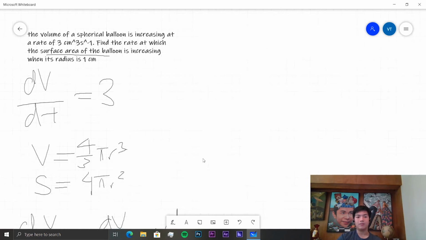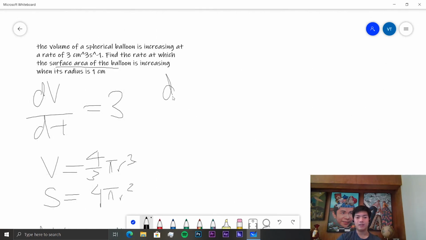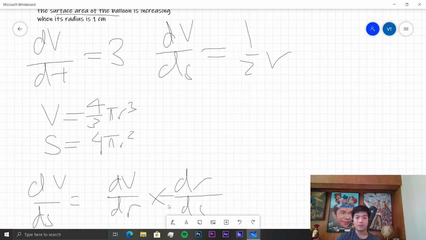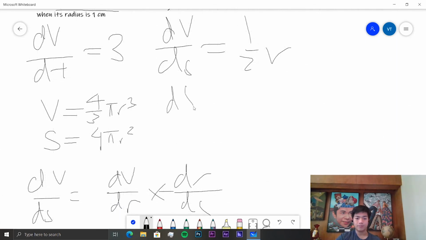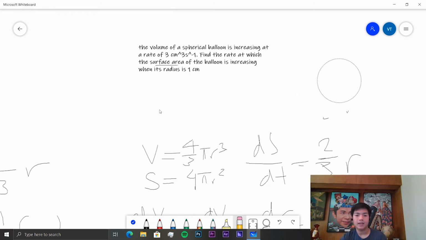So we have dV over dt, and we need dS. We have dV over dS is equal to 1/2 r. So dS over dt is equal to 2 over r times 3. So it's 6 over r. Okay, I'm back.